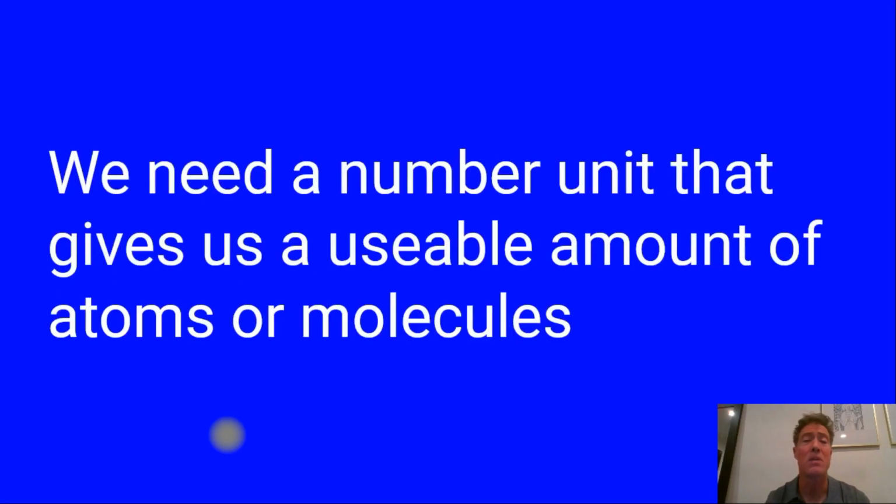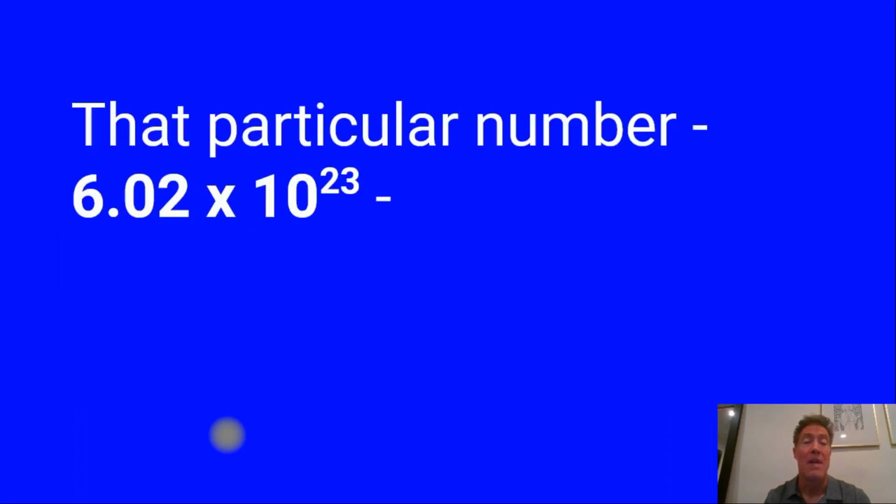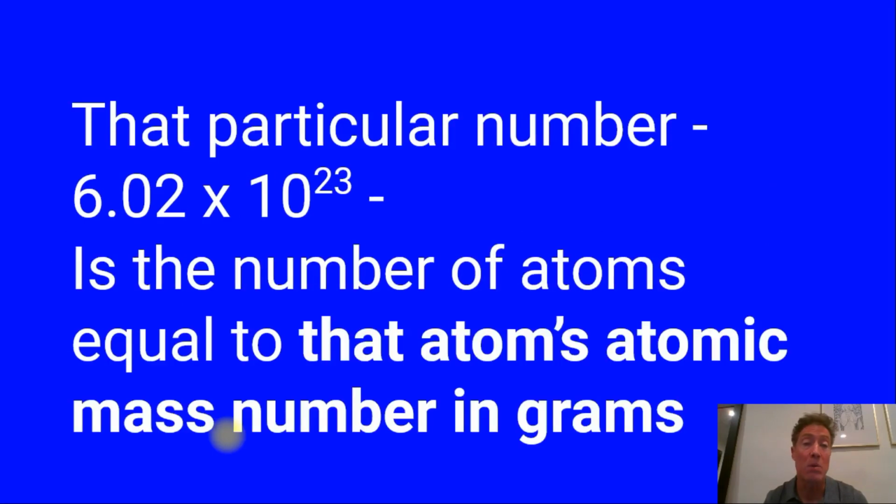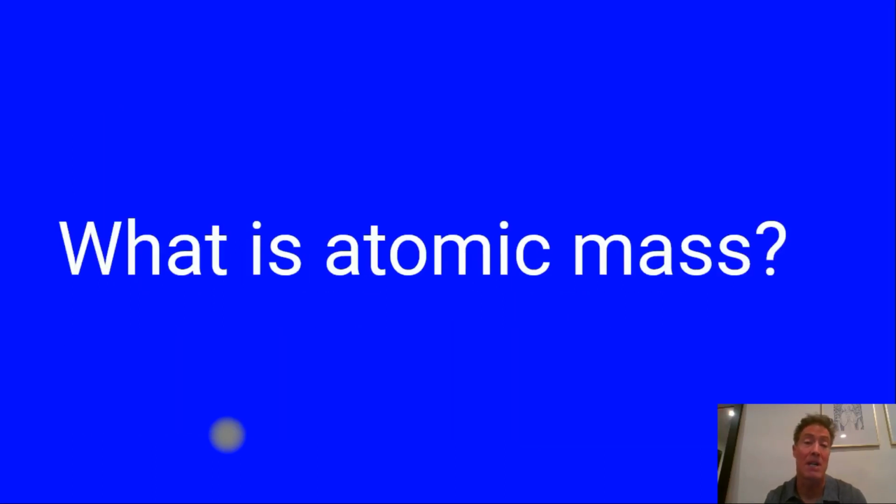And why that particular number? Well, we need a number unit that gives us a usable amount of atoms or molecules or formula units, as we'll see later. And that particular number, 6.02 times 10 to the 23rd, is the number of atoms or molecules or formula units equal to that atom's or molecule's or formula unit's atomic mass number in grams. So it's equal to the mass number in grams of whatever atoms we're talking about.